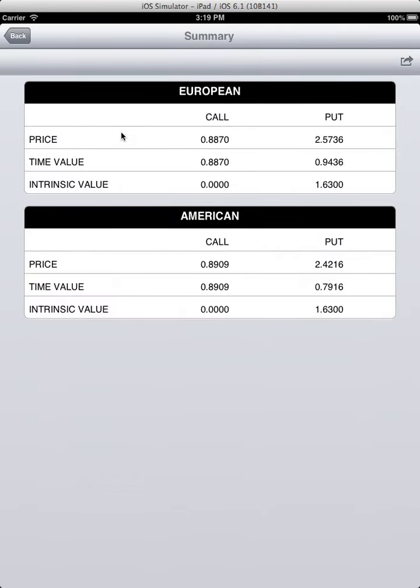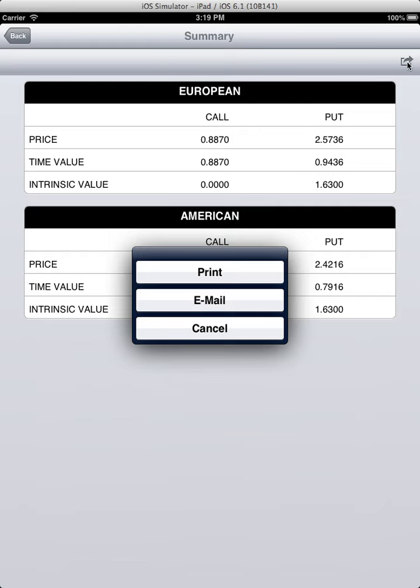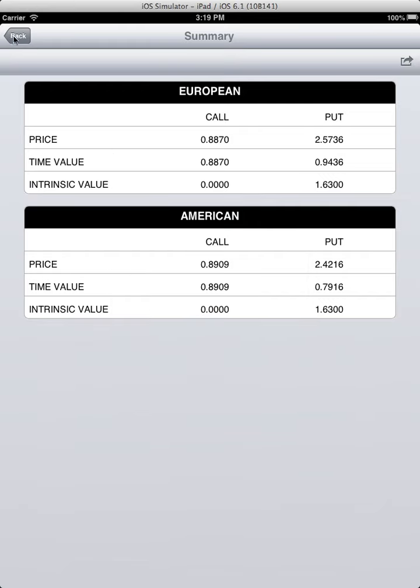Then the summary. Here you see the call price, the put price, time value, intrinsic value, for both European and American options. If you would like to print it, you can print it, or email the result to yourself or others as a PDF.